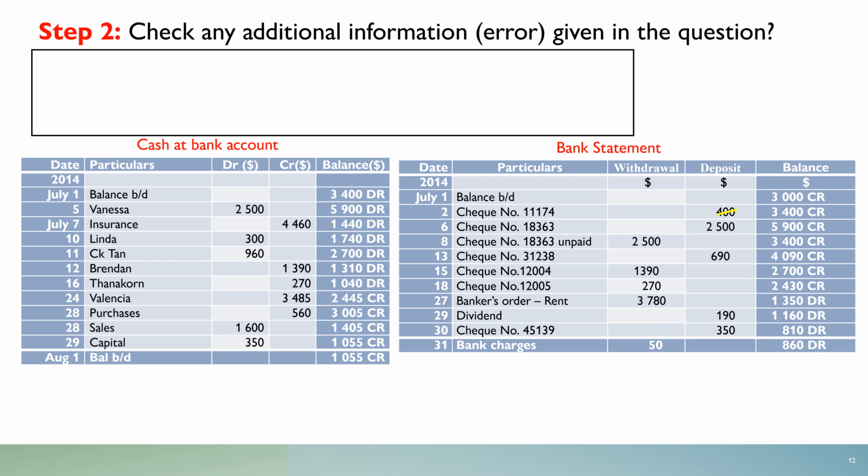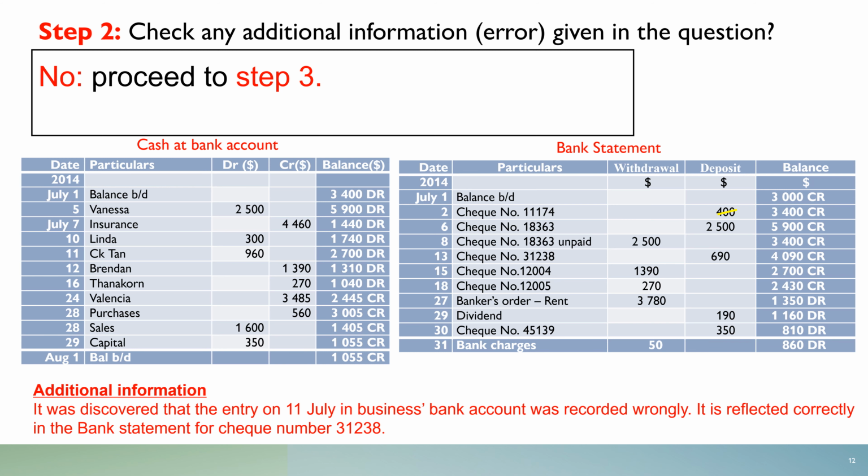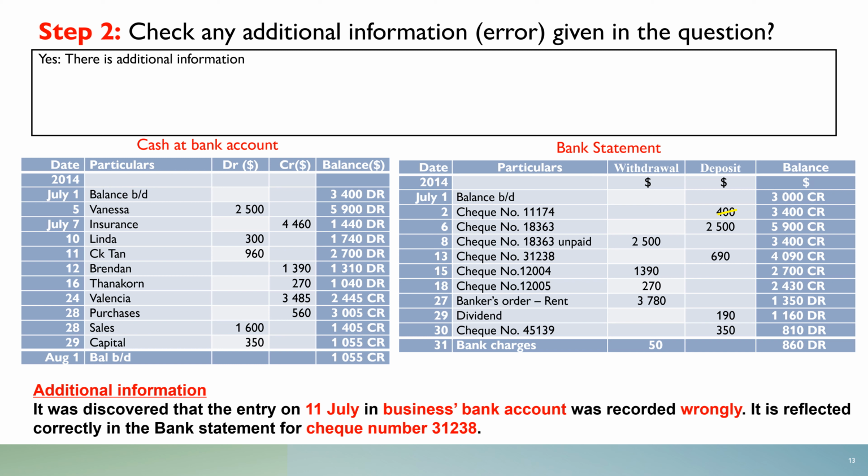Step 2. Next, we will need to check if there's any additional information, which is actually an error statement, given in the question. If there is no additional information, we can now move on to step 3. According to this question, there is additional information here. So we need to do something before we move on to step 3. There is additional information which shows that there's an error.